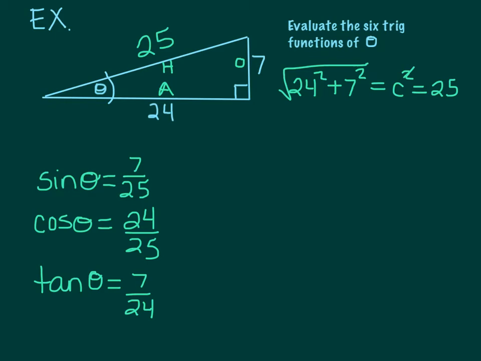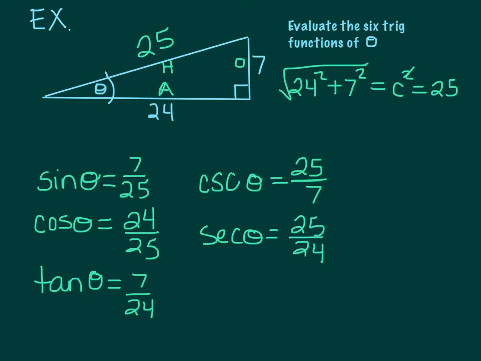Then we'll do the reciprocal functions, so cosecant theta is just going to be 25 over 7. Secant theta will be 25 over 24. And cotangent theta will be 24 over 7.